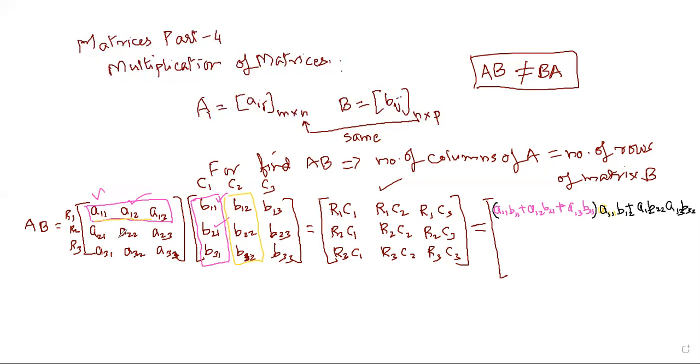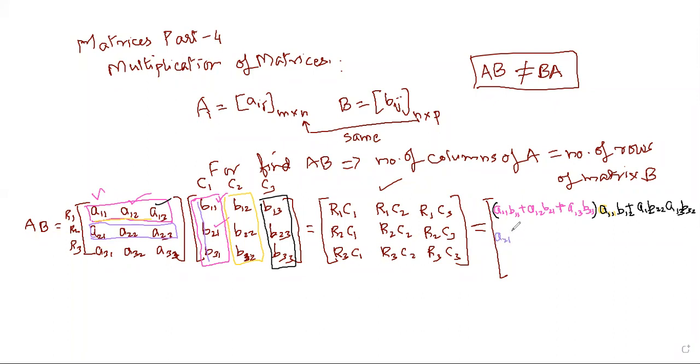I think you understood. Now the third time we will take the first row with the third column, so we will get the third element of the first row. Understood? Then we will start the second row, with the first column.